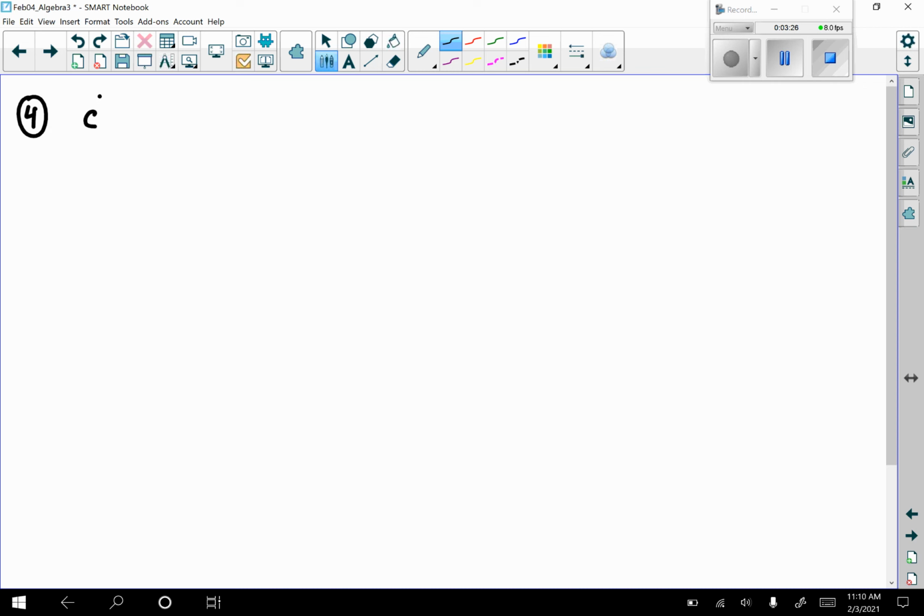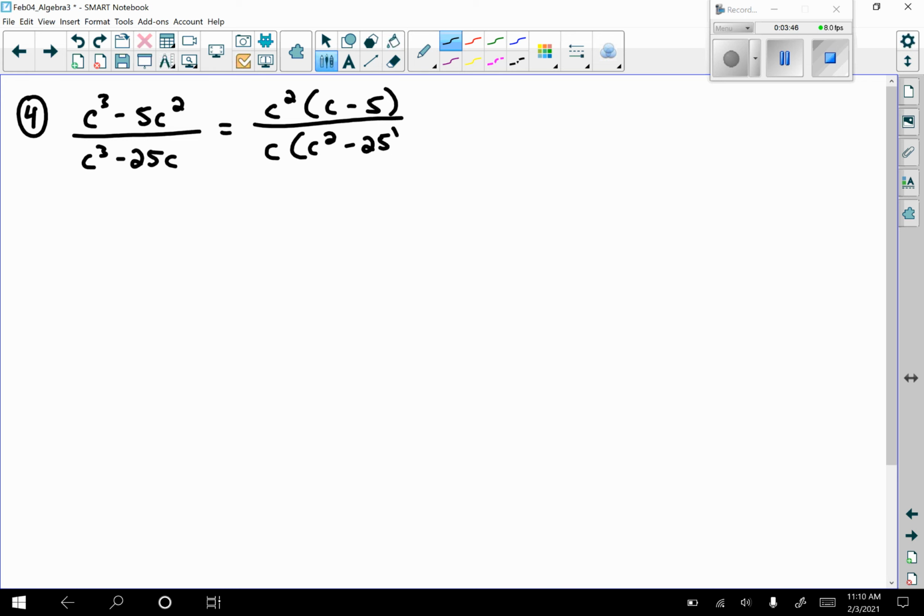All right, for 4, we have c cubed minus 5c squared over c cubed minus 25c. Again, we need to factor before we can cross out. So there's a GCF in our numerator of c squared. Then we have a c minus 5 left. And then there's only a GCF of c in our denominator. This leaves us with a c squared minus 25. I can't factor anything else from the numerator, but in my denominator, still leave the c. And then c squared minus 25 is another difference of squares. So we have a c minus 5 times a c plus 5.